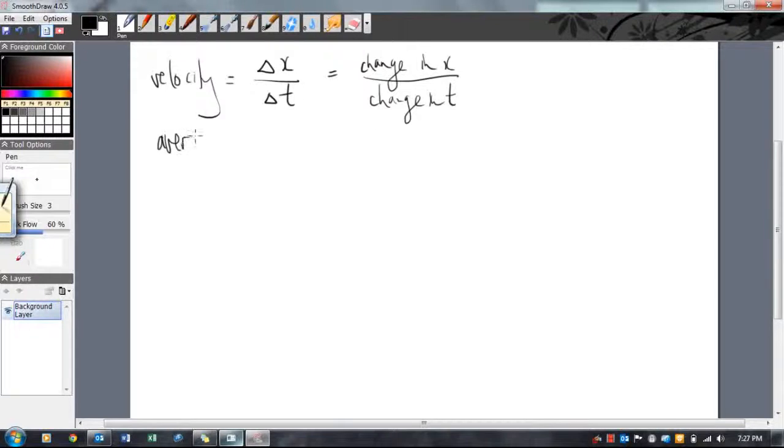We get average velocity if those are not very accurate measurements. Okay, so in other words, if you have x2, a final position, minus initial position x1, over t2 minus t1, you can see this is the change in position, x2 minus x1, and this is the change in time down the bottom. So that's equal to delta x over delta t.